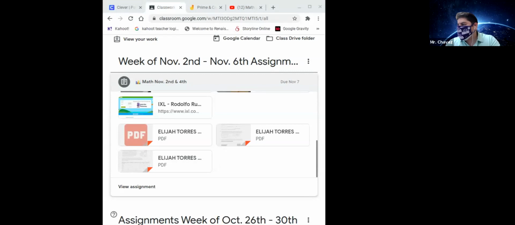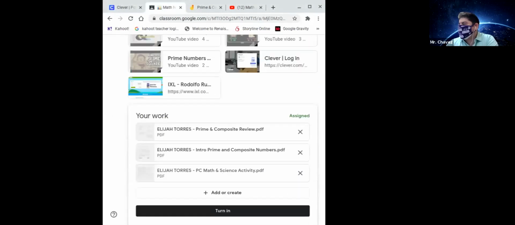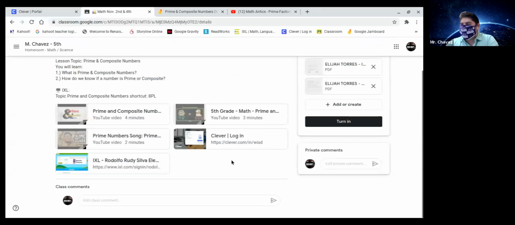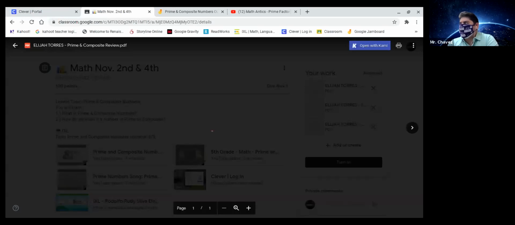Okay, so Elijah, go ahead and click where it says view assignment on the bottom. Okay, now make your window bigger. Go ahead and click the square in the middle. There you go. Okay, so you see right here where it says Elijah right here. So the one on the top, click it. And don't open with Cami, not yet.